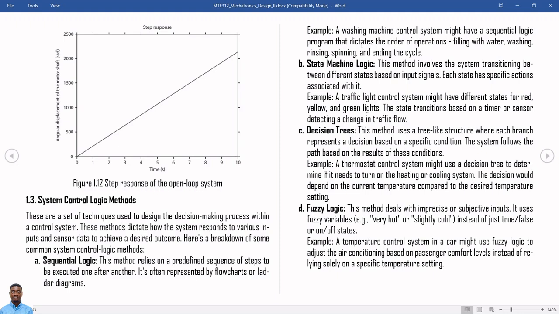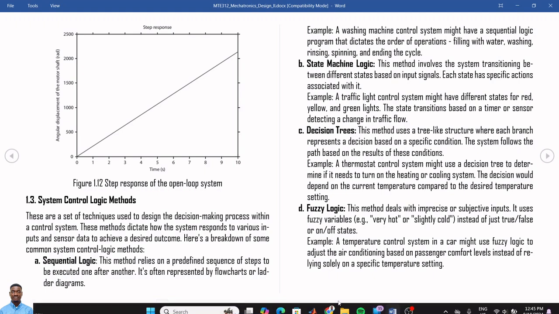After your washing cycle, it drains the water, brings in fresh water for the rinsing cycle, then goes to the spinning cycle. And if it's a washing, spinning, and drying type of machine, it equally dries before it ends the cycle. So if you look at that, that's a sequential kind of logic. After this, you do this, you do this, you do this. That's a sequential kind of logic in that sense.